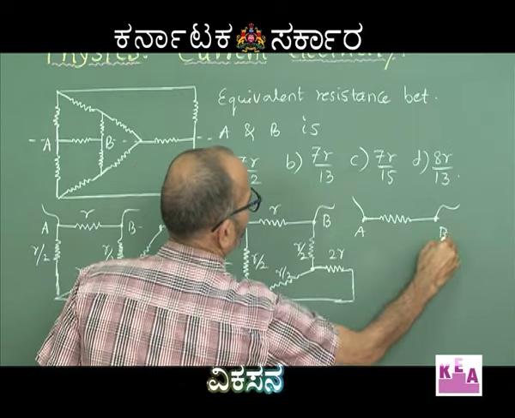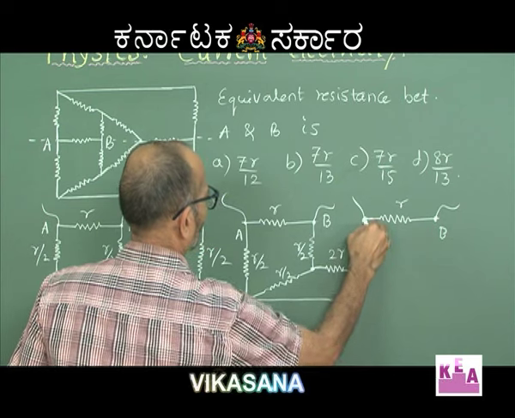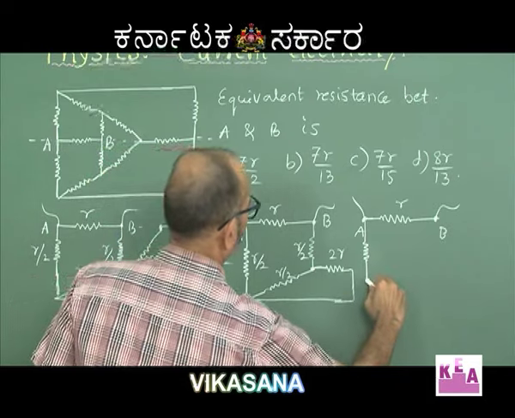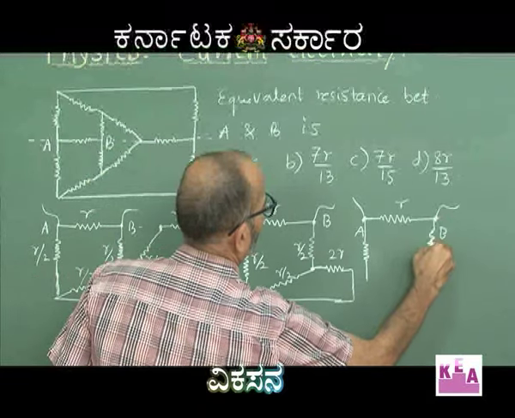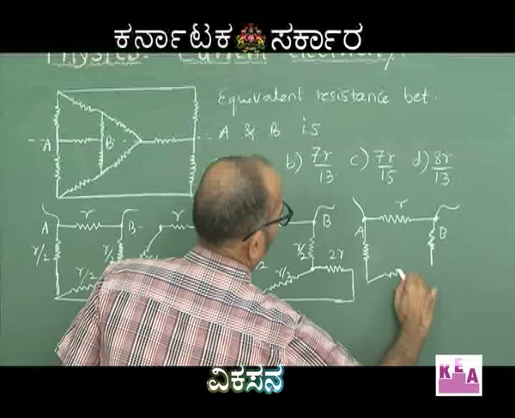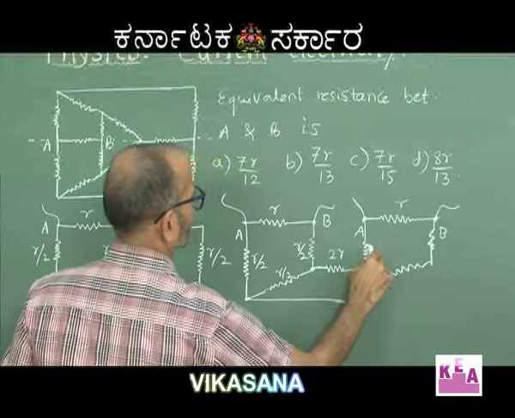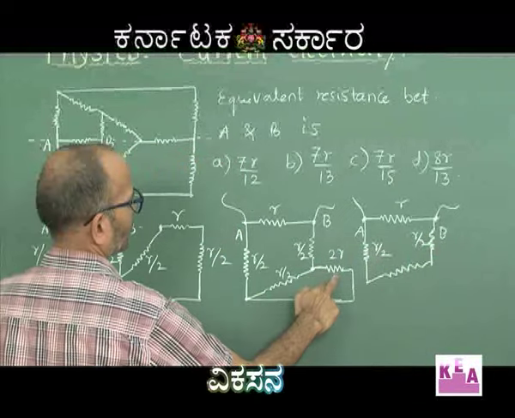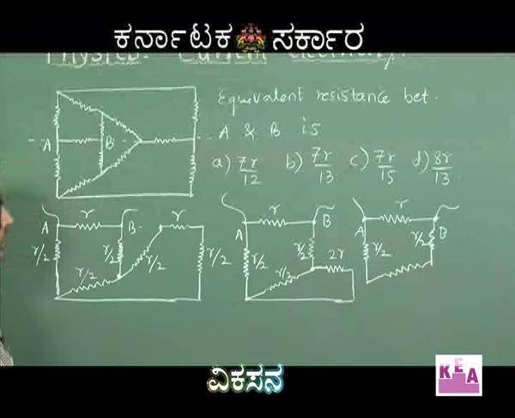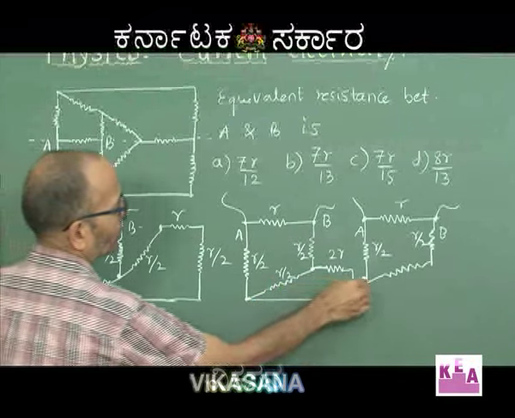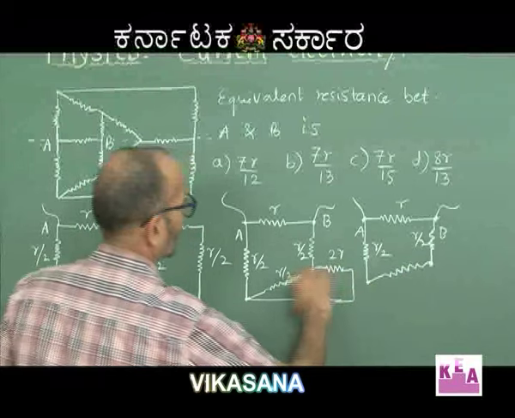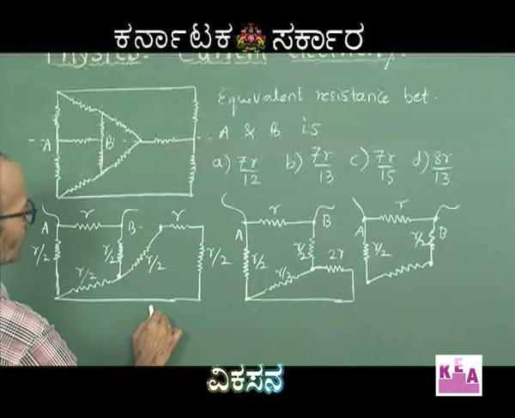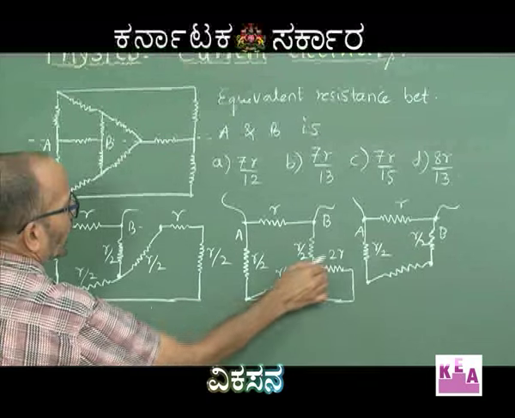This is A, this is B, this is R, this is still your R by 2. Like this. So this is R by 2, this is also R by 2, and this 2R and R by 2, right, which were between these 2 points, are clubbed in parallel. So that we will try to find out and simply replace it. So R and 2R and R by 2.